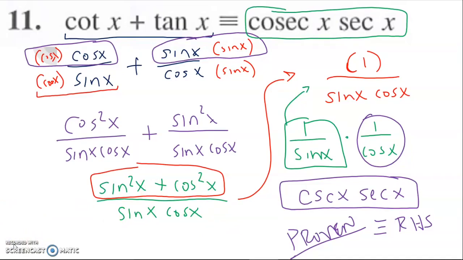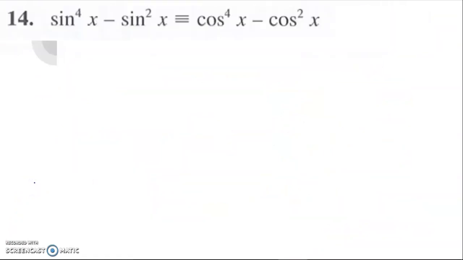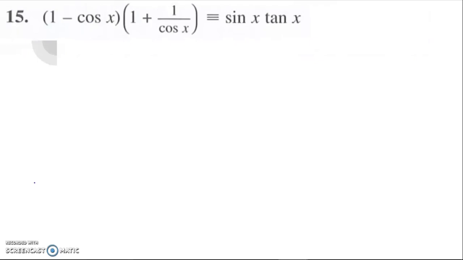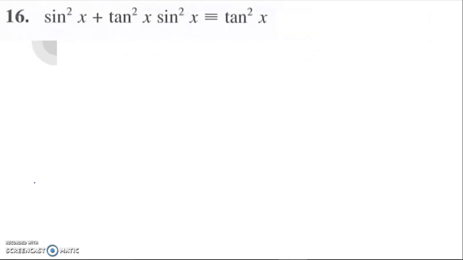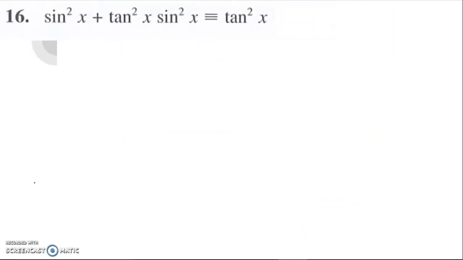So I'm going to skip some of these. I'm going to skip 12, 13, 14, 15. I'll go to 16. But again, if you need those problems, you can go ahead and look up the key. Okay.